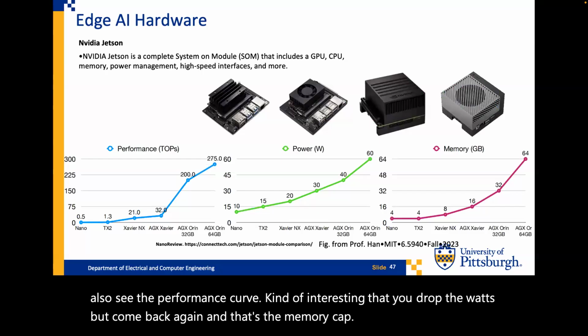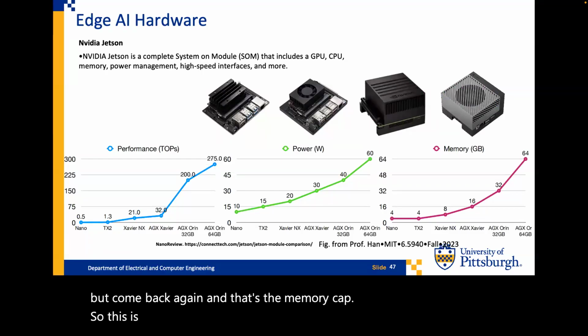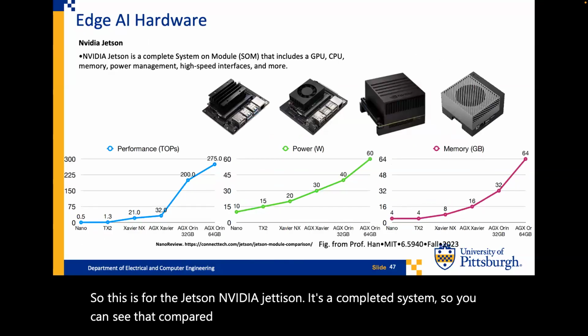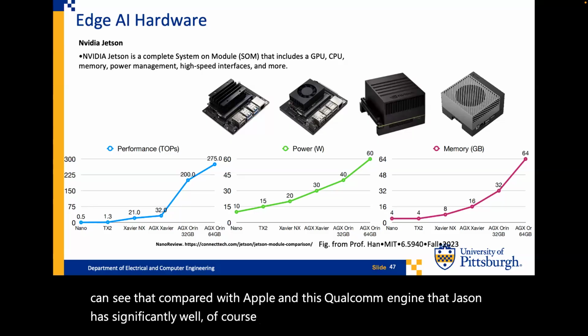This is for the NVIDIA Jetson. It's a complete system. Compared with Apple and this Qualcomm engine, the Jetson is significantly, well, of course it's bigger, it has its own fan. But across its different generations, the performance increases dramatically, while the power also increases and the memory also increases.